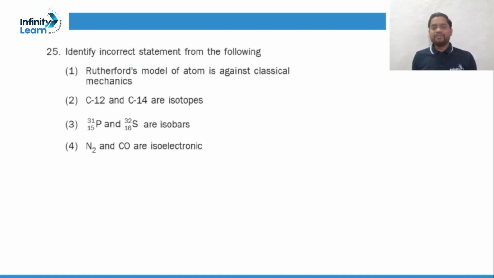Identify the incorrect statement from the following. Rutherford model of an atom is against the classical mechanics. That is true. C12, C14 is an isotope. True, but not the right answer. Isobars have same masses. This is the wrong statement and hence the correct option. So 25, 3 is the right answer.